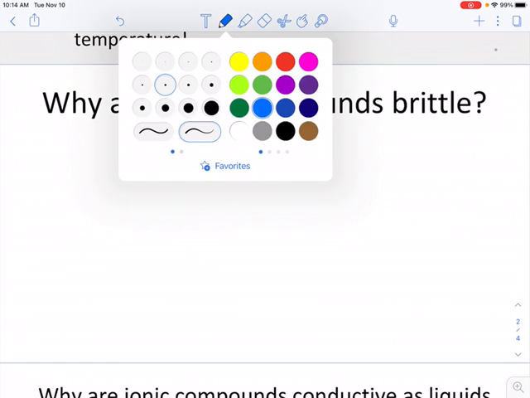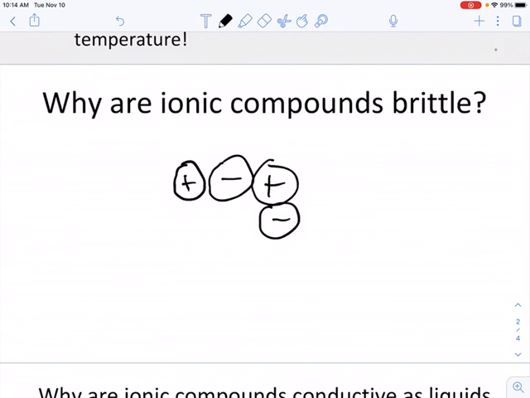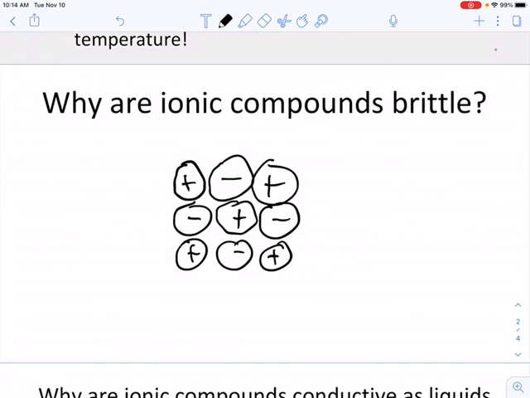Well, to really show it, we should draw a particle diagram for ionic compounds, and you should know how to do this. When we're drawing a particle diagram, our cations should be alternating with our anions. So I'm going to show plus for the cations and minus for the anions. And I'm going to draw my particle diagram 3 by 3, just so that we can get a sense of what this ionic substance looks like. Okay, so here's an ionic substance, and remember we have cations and anions.